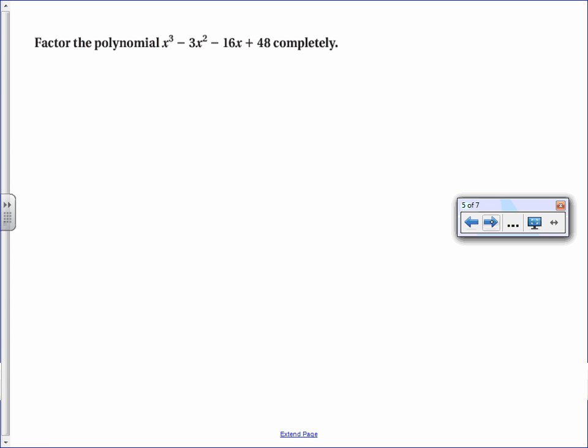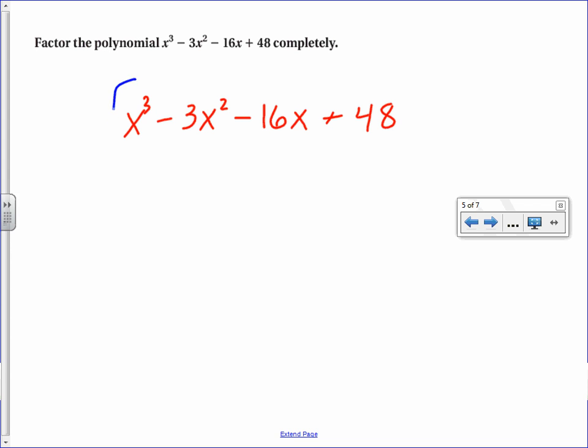This type of factoring we're very familiar with. It's factoring by grouping. This is when we have 4 terms in a row, and we group them into 2 groups so we can treat them separately. I like to use brackets. Group these first 2 together, group these second 2 together. What can I take out from here and here? X squared, leaving me with x minus 3.